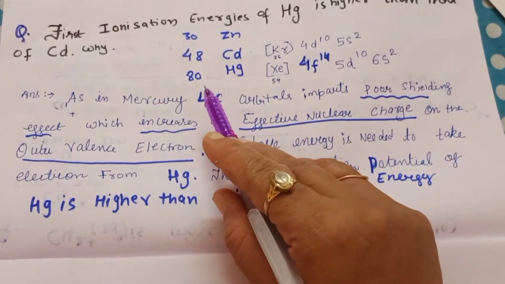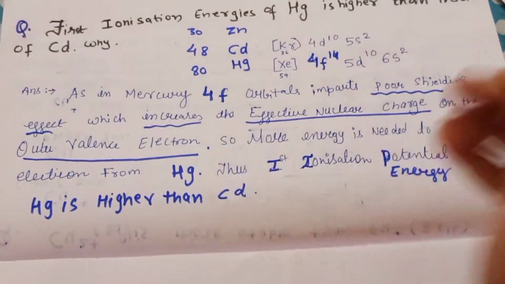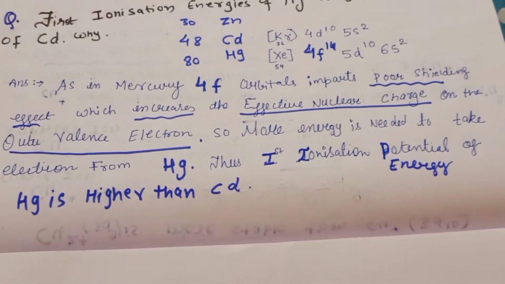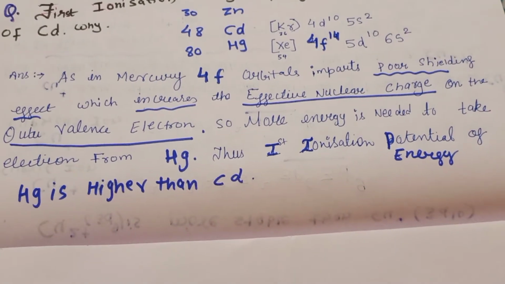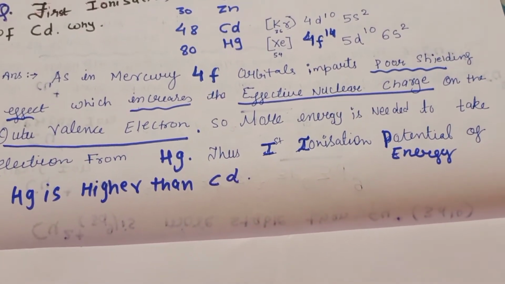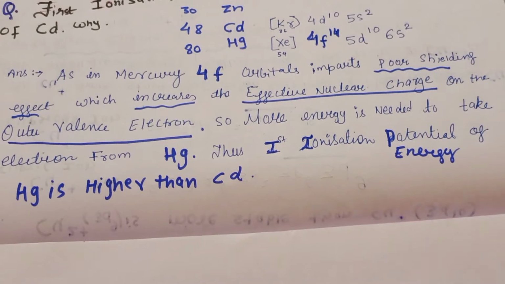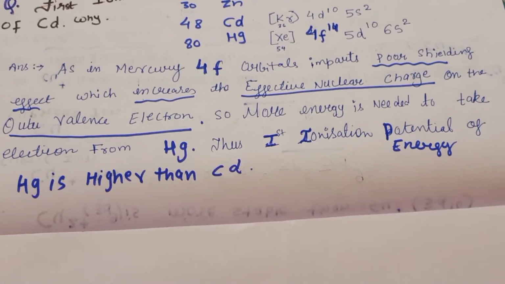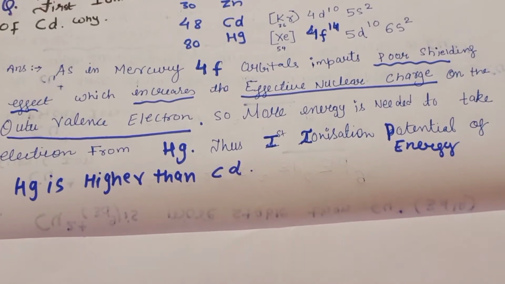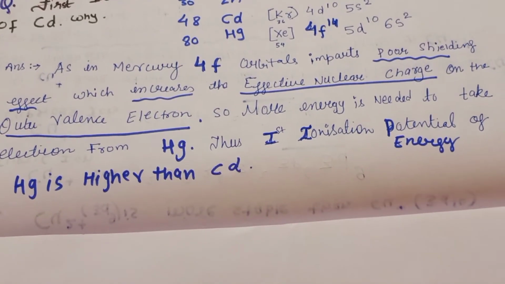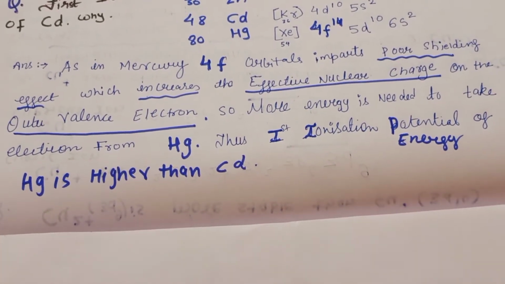And for mercury, it will be 80 electrons. As we know, the f orbitals start filling here, so it will be 4f14, 5d10, 6s2. In the core we will write xenon, because the atomic number of xenon is 54. So it's 54, then 14 electrons of the f subshell, 10, and the 6s2. So the configuration is 5d10, 6s2.